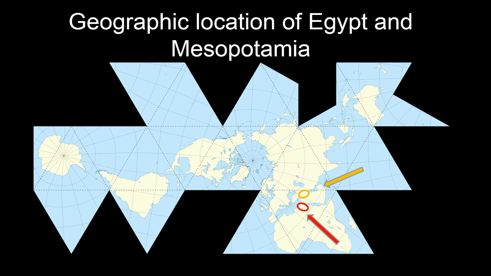Remember, I asked you guys to be able to identify the Caspian Sea, the Black Sea, the Mediterranean, the Persian Gulf, the Red Sea, and the Arabian Peninsula. There's a lot of stuff that I'm asking you guys to kind of become aware of.